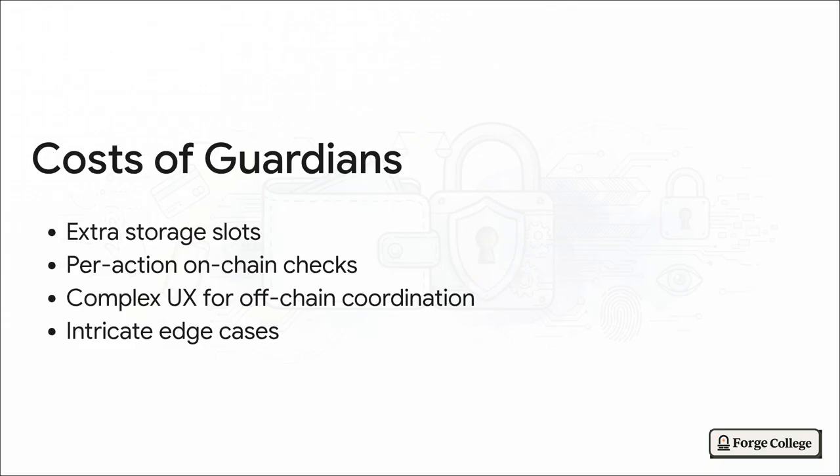And if we pivot back to our Guardian recovery path, we avoid a central custodian, which is fantastic for the whole Web3 ethos, but we absolutely pay a hefty mechanical cost. We need extra storage slots just for mapping Guardian addresses. We need per-action on-chain checks. We force the poor user into complex off-chain coordination to try and wrangle their friends to help. And as an engineer, you have to deal with intricate, annoying edge cases, like how to safely reset approval votes if a recovery gets canceled midway through. As they say, security is literally never free.